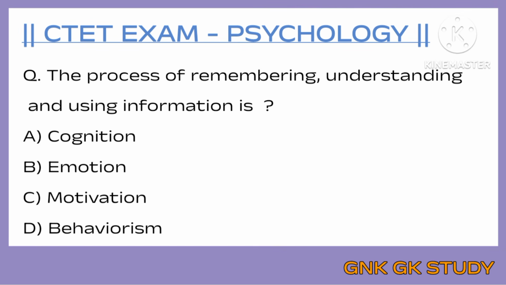The process of remembering, understanding, and using information is A. Cognition, B. Emotion, C. Motivation, D. Behaviorism. Correct answer, A. Cognition.